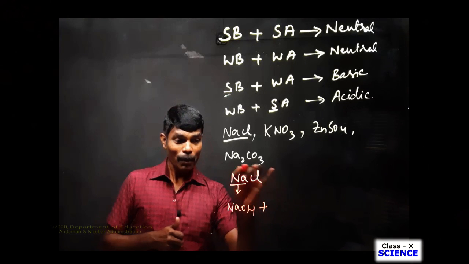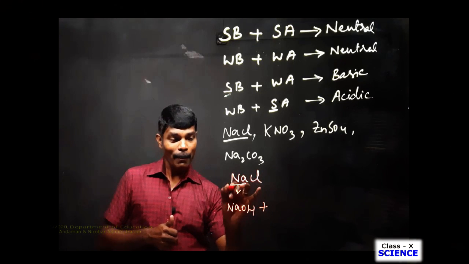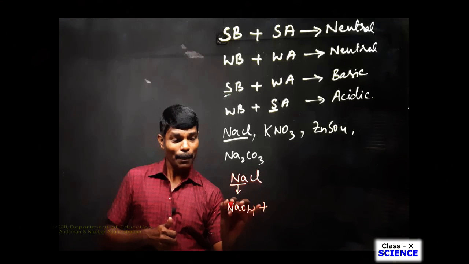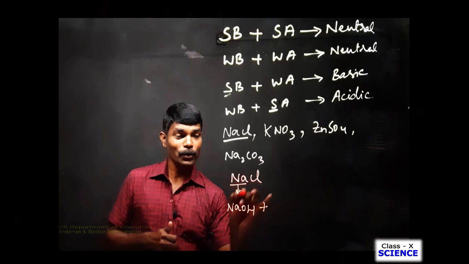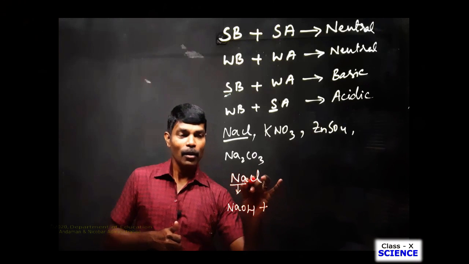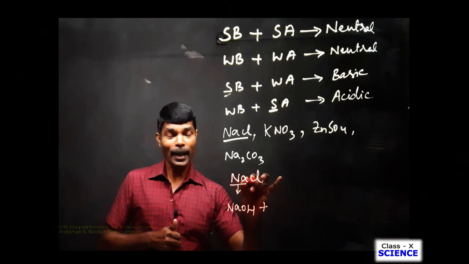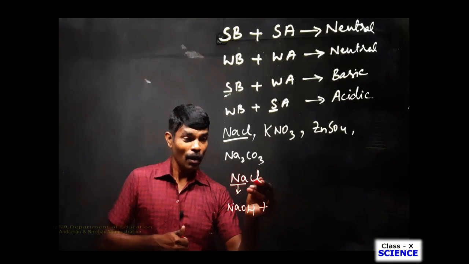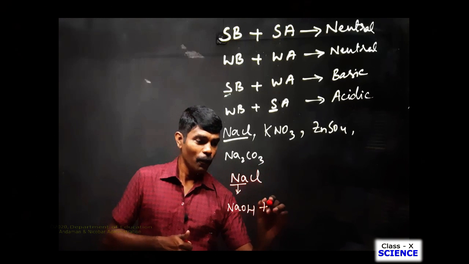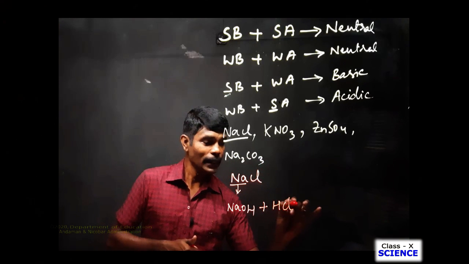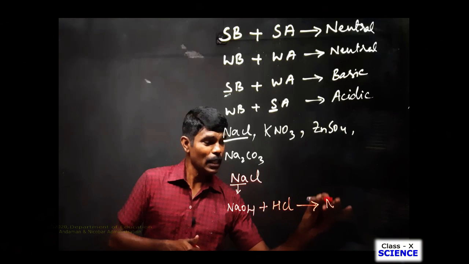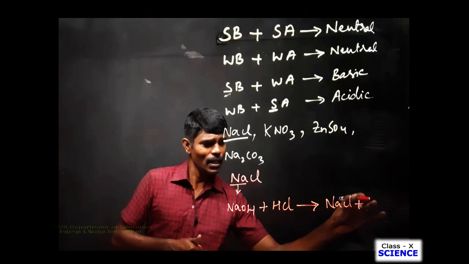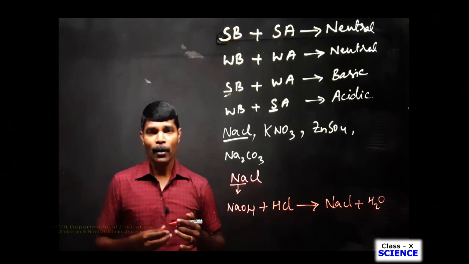So sodium chloride is obtained from the acid-base reaction. The base will be sodium hydroxide and the acid will be hydrochloric acid. We know that in hydrochloric acid chlorine is there, so the acid which contains chlorine would be hydrochloric acid. Upon reaction we will get sodium chloride plus water. This we have already discussed, right?